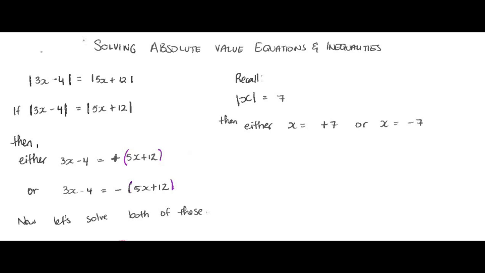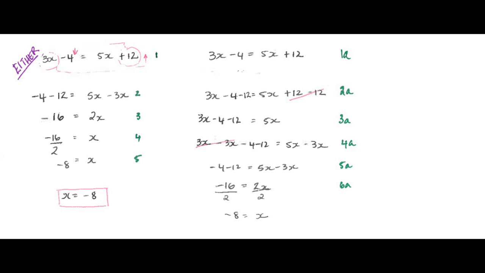So looking at this, you can see that the expression on the left, nothing happens to that one. But the expression on the right, you're going to solve two equations, one with a positive version of that expression and then the other with a negative version of that expression. So let's solve both of those equations. So first we'll do the either. So you're going to have 3x minus 4 is equal to 5x plus 12.